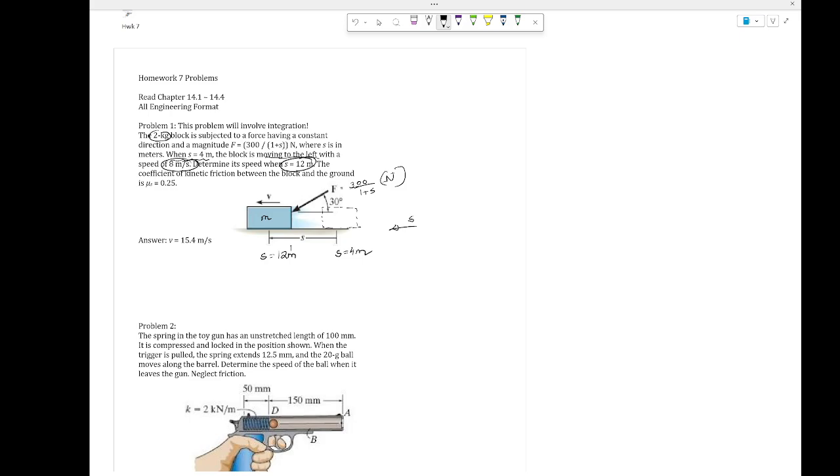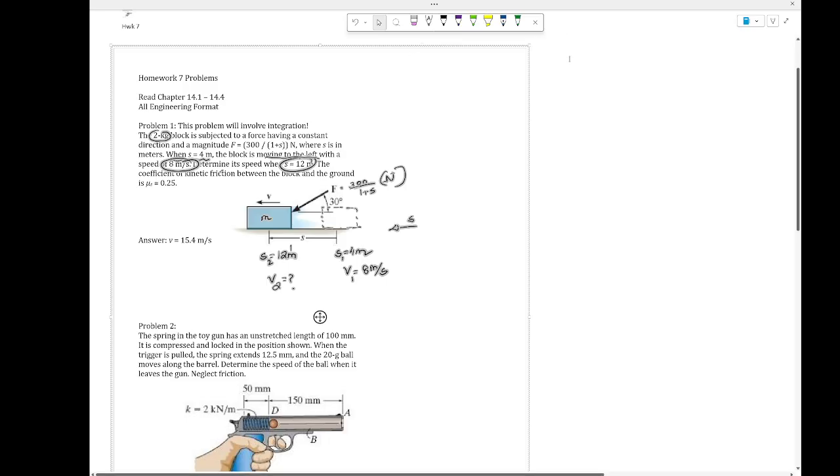So they gave you the velocity at this position. Say this is v1 with 8 meters per second, right? Determine the speed. So they said find this v2, and then you can obviously name them as s1 and s2 as well, right? So find this v2, okay? And then let me see what else is given.